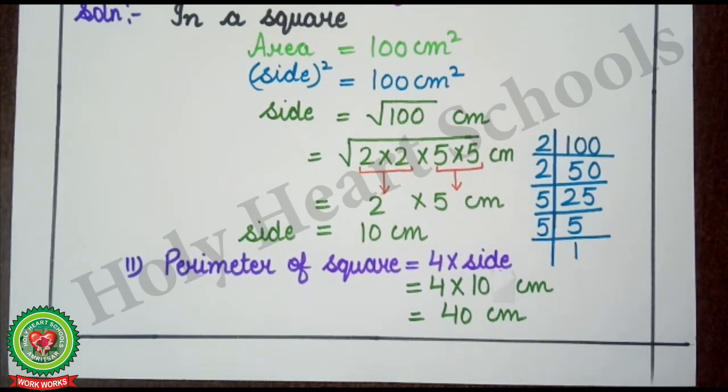So students, today we have learned how to find the side if the area or perimeter of a square is given.